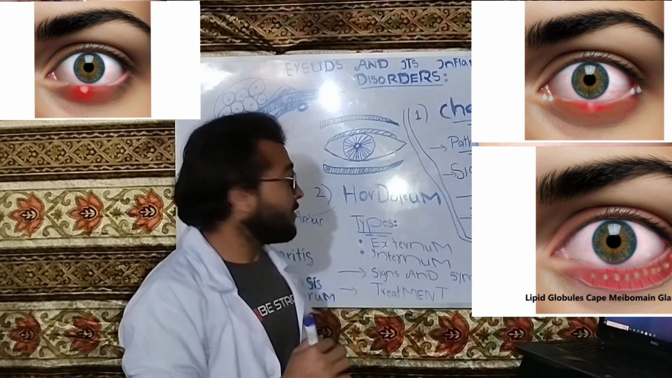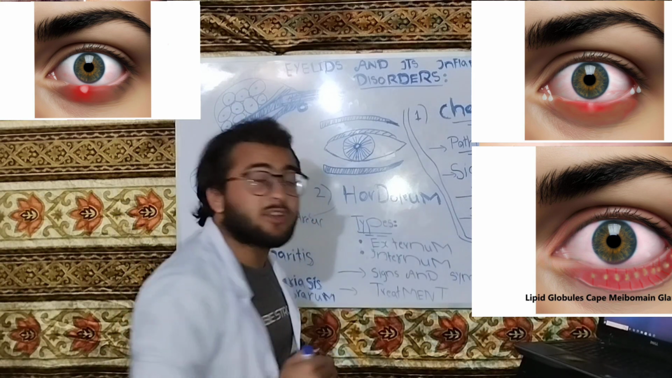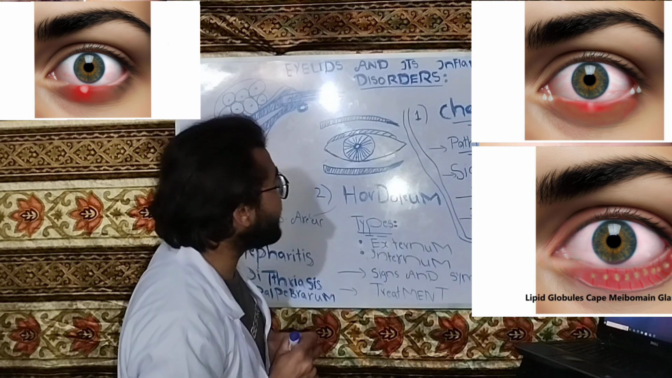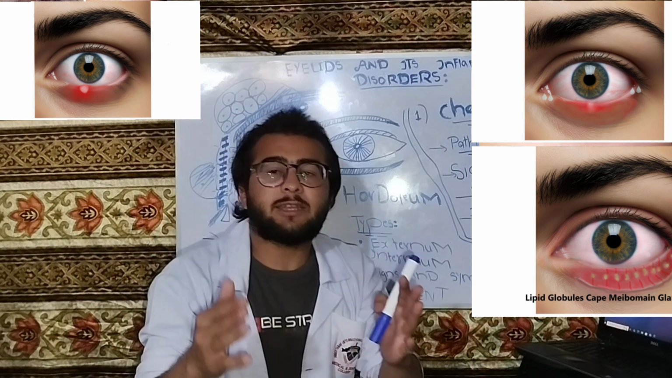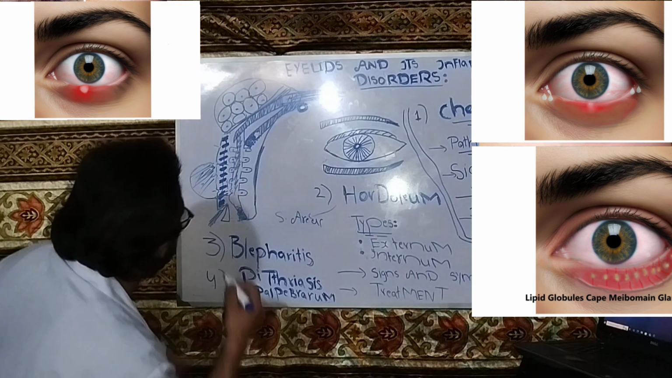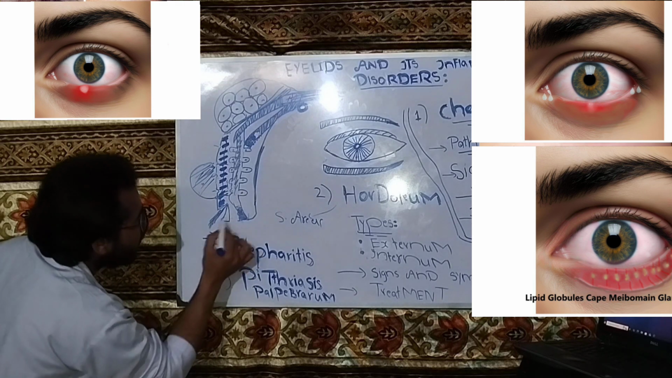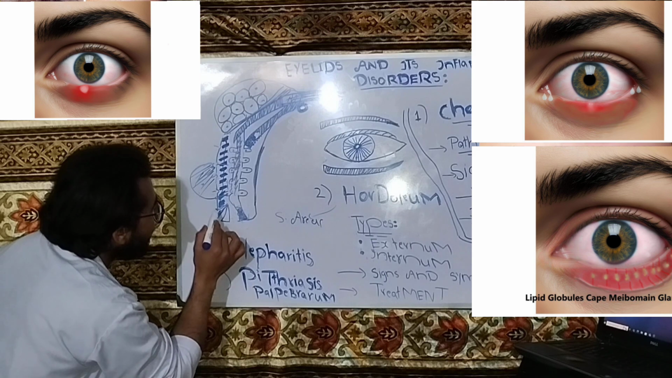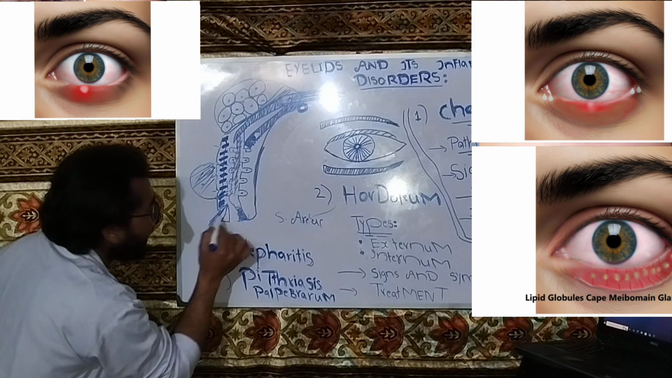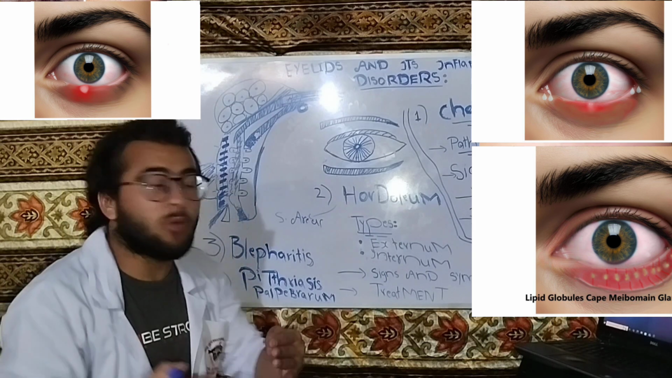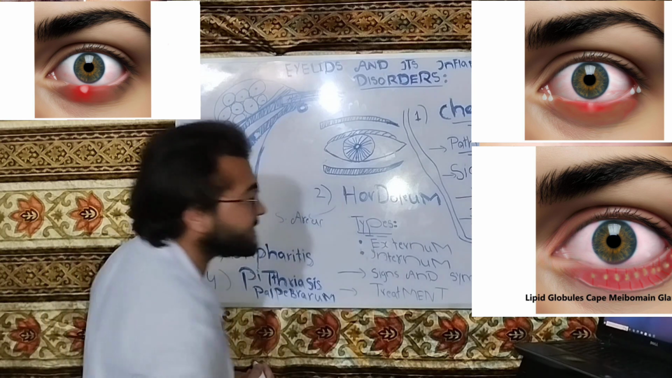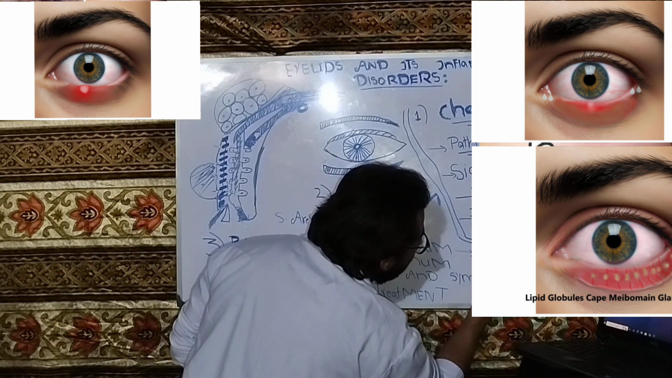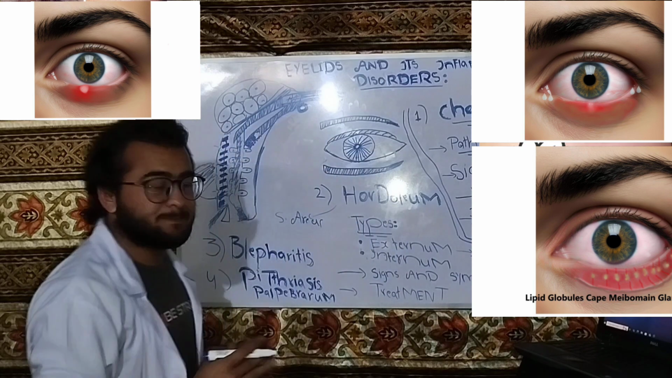We have two types: Hordeolum externum and Hordeolum internum. Hordeolum externum is the acute suppurative infection of the lash follicle and the associated glands of Zeis and Moll. When there is an acute suppurative infection of the lash follicle and its associated glands of Zeis and Moll, it will be called Hordeolum externum. It is also called a Stye.